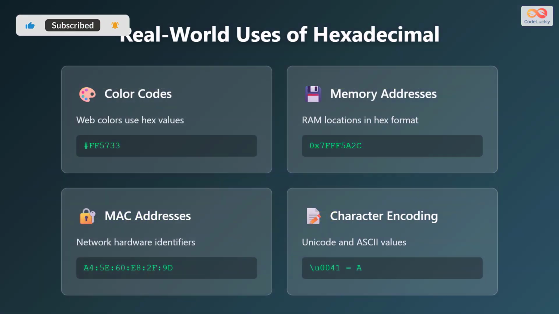Hexadecimal is used extensively in computing. In web design, color codes use hexadecimal values. For example, the color code #FF5733 defines a specific shade of red-orange. Memory addresses in computer RAM are typically displayed in hexadecimal format, such as 0x7FFF5. Network hardware uses hexadecimal for MAC addresses, which uniquely identify devices, like 4A:5E:60:E8:2F:9D. Character encoding systems also use hexadecimal. For instance, \U0041 represents the letter A in Unicode.